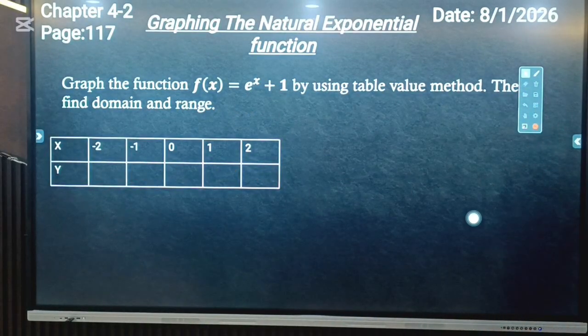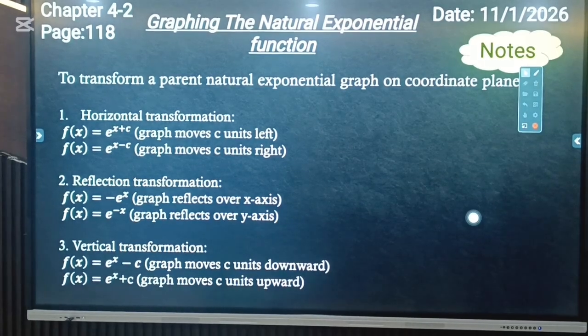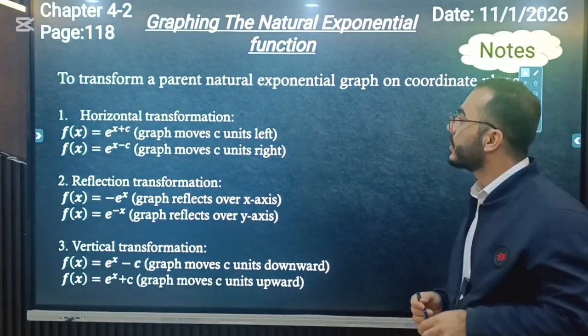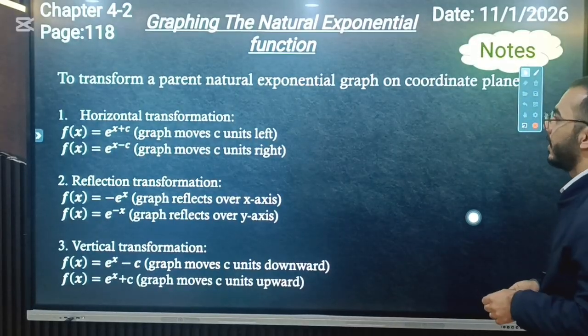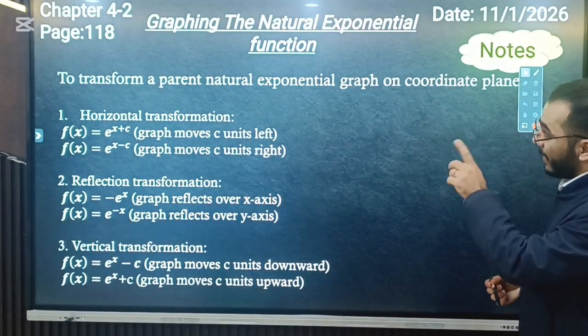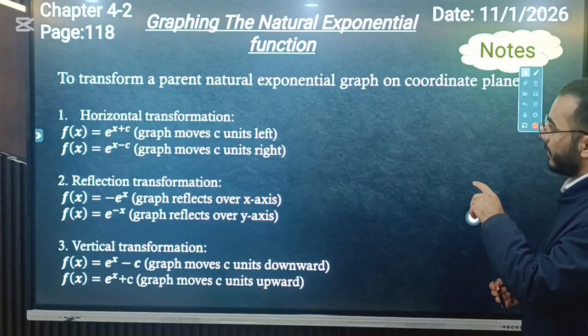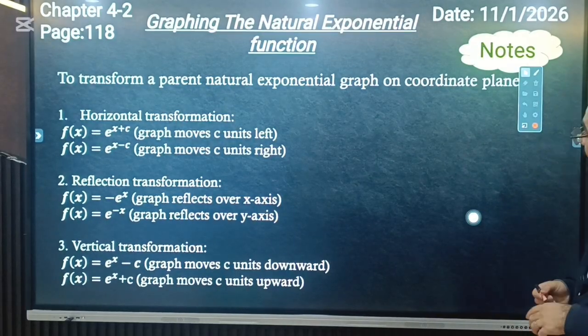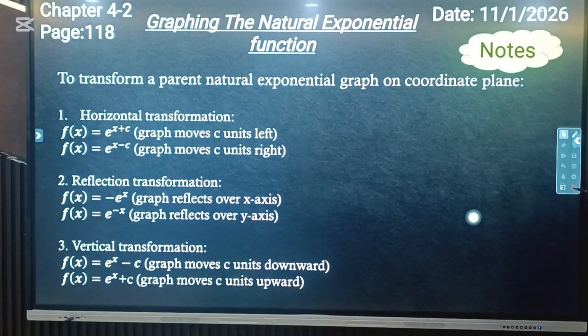The next thing, let me just check the camera. Yeah, it works. The next thing that we are going to discuss is graphing the natural exponential function, but the second way, which is to transform a parent natural exponential function on a coordinate plane.